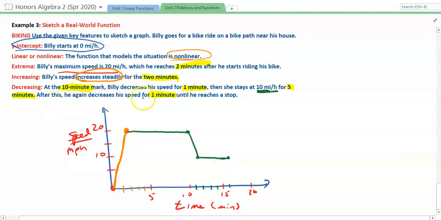And then after this time, he decreases speed for 1 minute until he reaches a stop. So at minute 17, he has finished his bike path and he has stopped. And so this is the picture that we would get from this function.